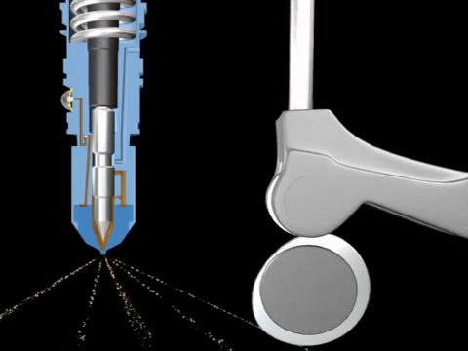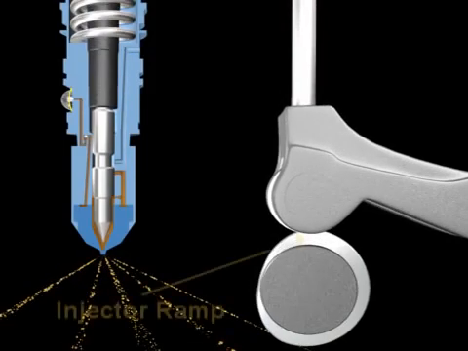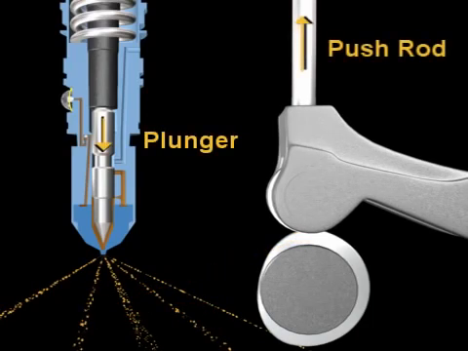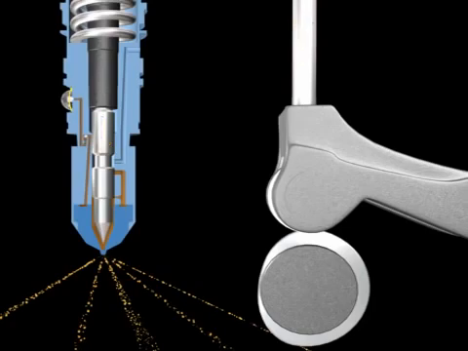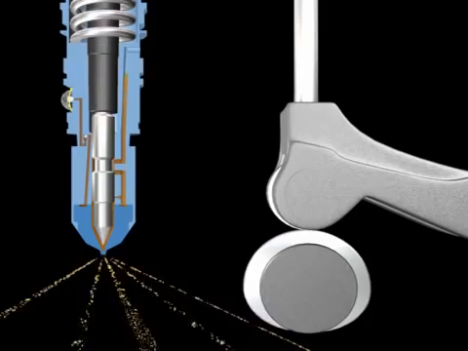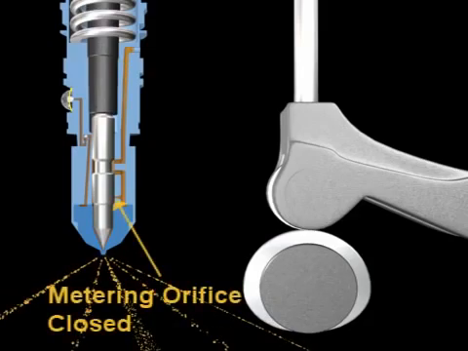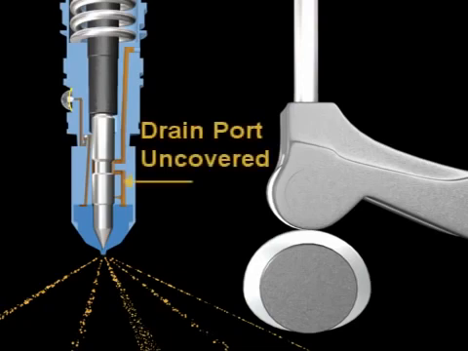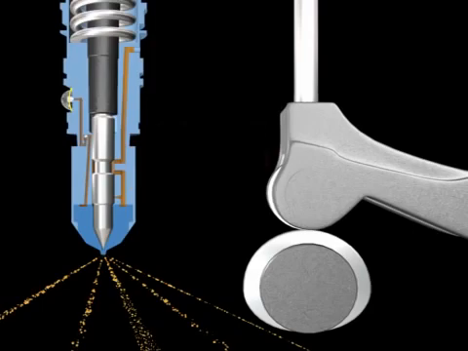With continued camshaft rotation, the cam roller travels up the injector ramp and the upward movement of the push rod pushes the injector plunger downward. As the injector plunger moves downward, it closes off the metering orifice, completing the metering cycle. Shortly after the metering orifice is closed, the drain port is uncovered.